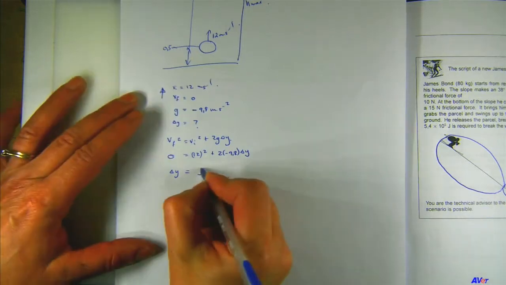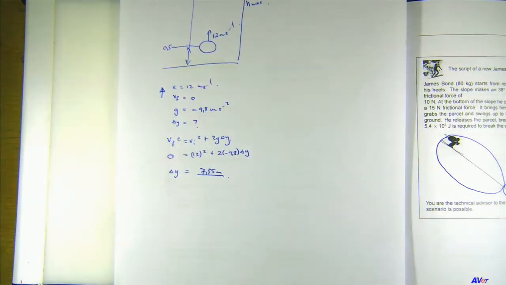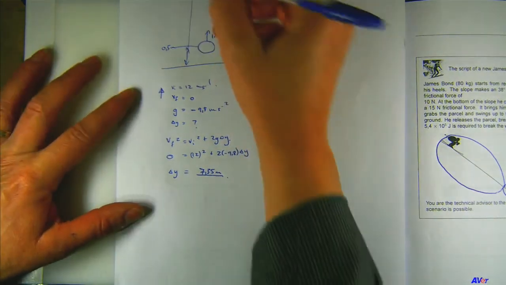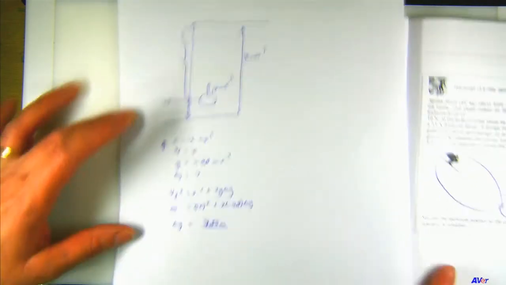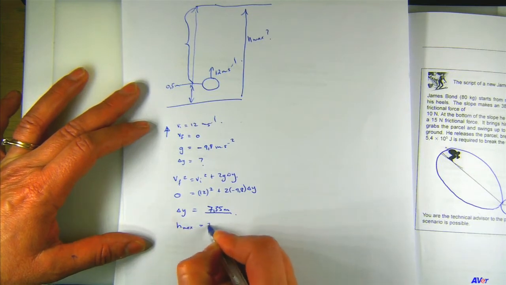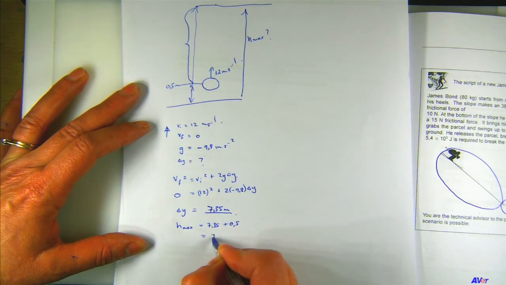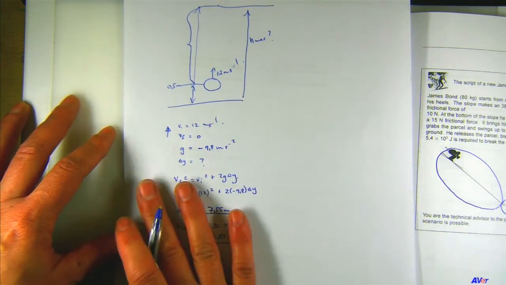7.35 meters. Is that the answer to the question they asked? No, because I only calculated that part. So if I want the maximum height, I will have to take the 7.35 and add 0.5. That would give 7.85 meters. That is the maximum height. Everyone happy with this? Old news.